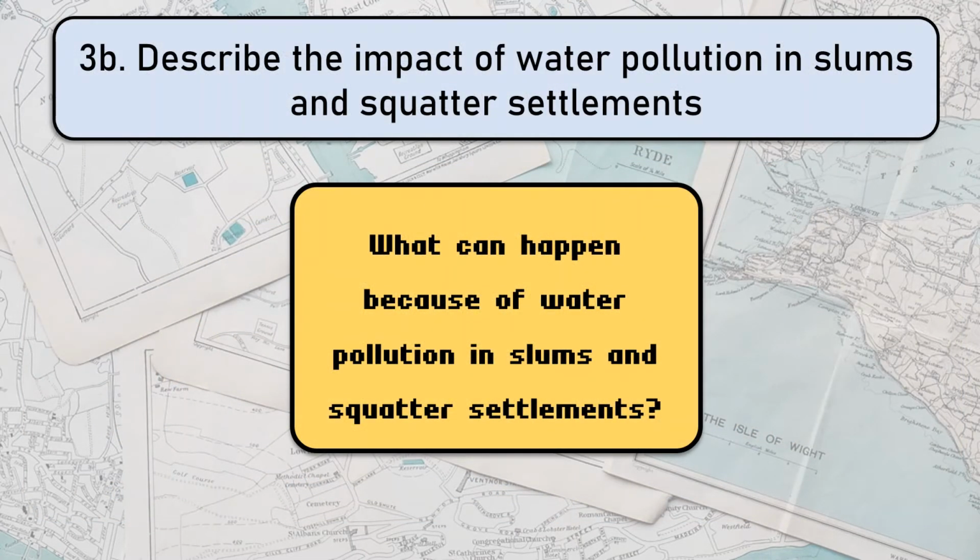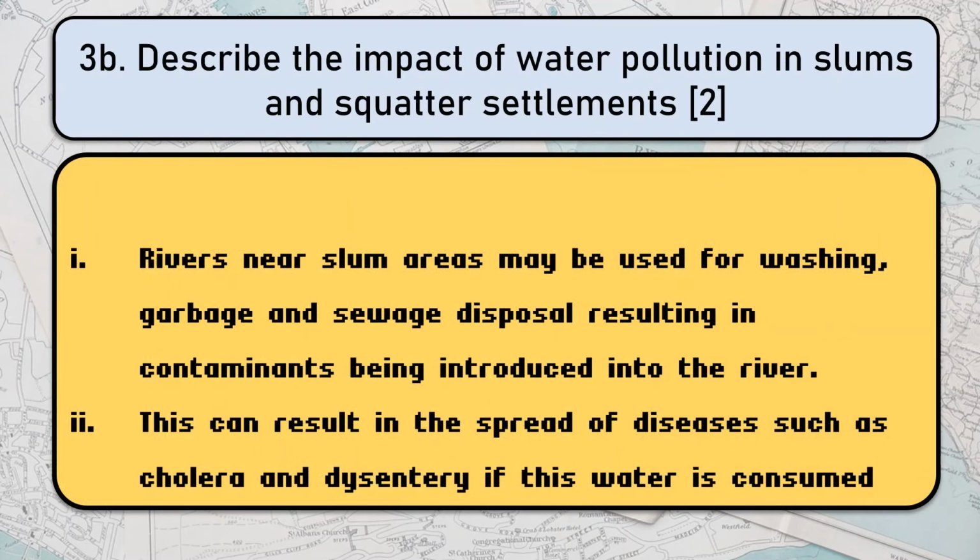So describe the impact of water pollution in slums and squatter settlements. So what does water pollution cause? They're not asking you what causes water pollution, but they're asking you what does water pollution cause? So what are the impacts of water pollution? For example, rivers near slum areas may be used for washing, garbage and sewage disposal, resulting in contaminants being introduced into the river. So I'm telling you what water pollution is. This can result in the spread of diseases since bacteria is introduced into the river or the water body, resulting in illnesses such as cholera and dysentery if the water is consumed by individuals.